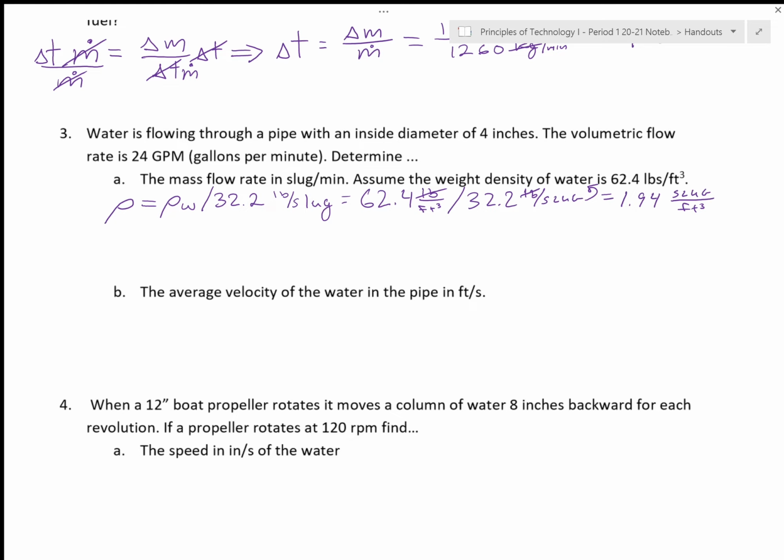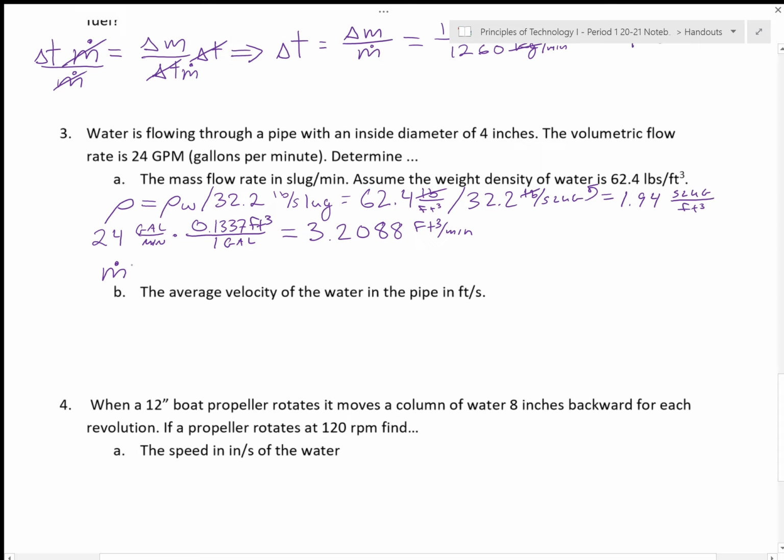However, we also need to change the flow rate of gallons per minute to be in cubic feet per minute. So we have 24 gallons per minute that we have to multiply by 0.1337 cubic feet in a gallon. When we do that, we will get a volume flow rate equal to 3.2088 cubic feet per minute.